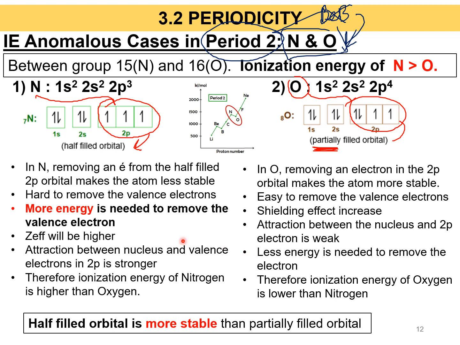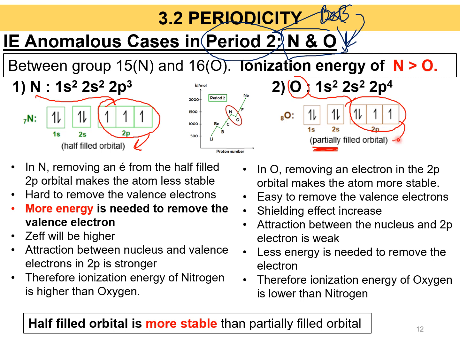The explanation is more or less the same. Because nitrogen has a half-filled valence orbital, it is difficult to remove the valence electron. When it is difficult to remove the valence electron, more energy is needed to remove it. So when you need more energy to remove the valence electron, the attraction between the nucleus and the valence electron is stronger. When the attraction becomes stronger, that is why more energy is needed. Therefore the ionization energy of nitrogen is higher than oxygen.